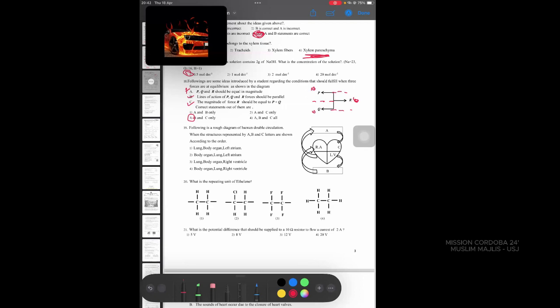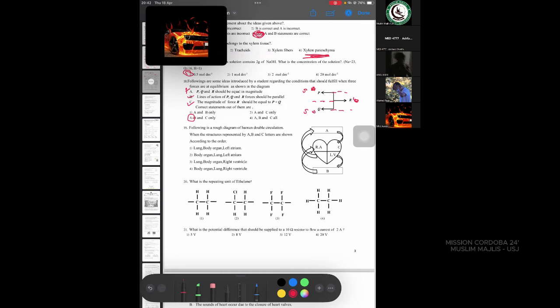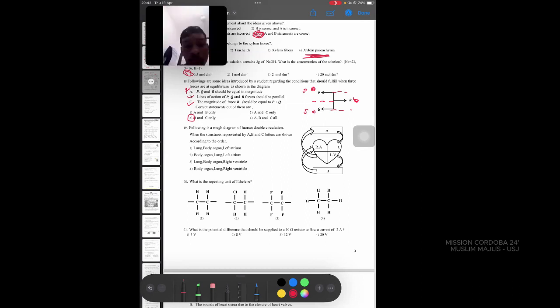Okay. Now imagine if P is 5, Q is 5 and R is 10. Now is the system in balance? Yes, sir. Very good. So magnitude of R should be equal to addition of P and Q. Okay. So therefore, statement C is correct. So B and C correct.